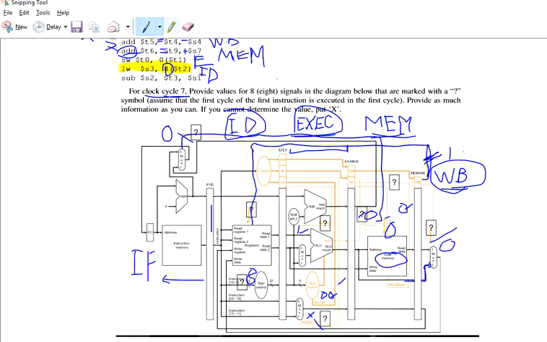And the interesting part is, the next one is this sub. Sub is not a value, actually, that's the instruction. My fault for saying a value. So this is going to be instruction fetch in cycle 7. So for that phase, this is sub.